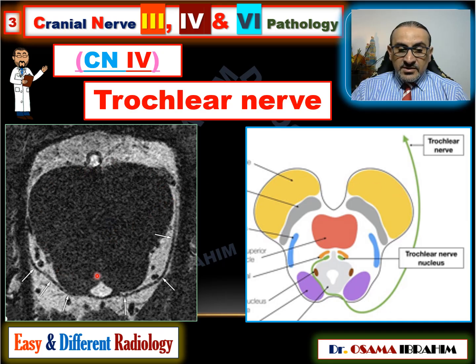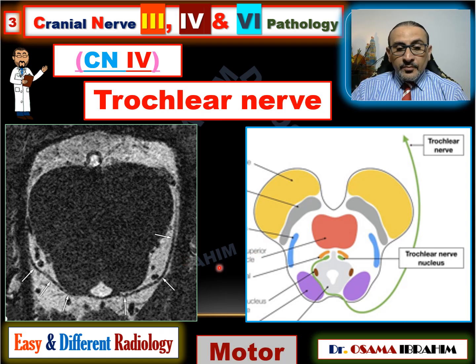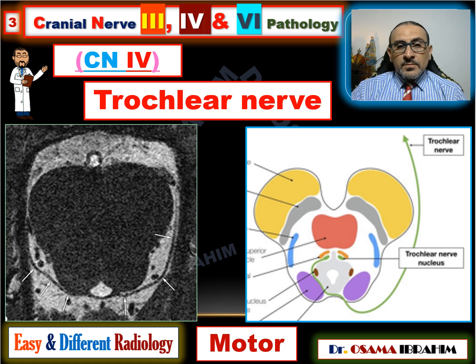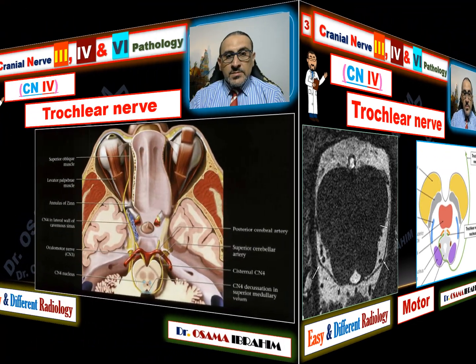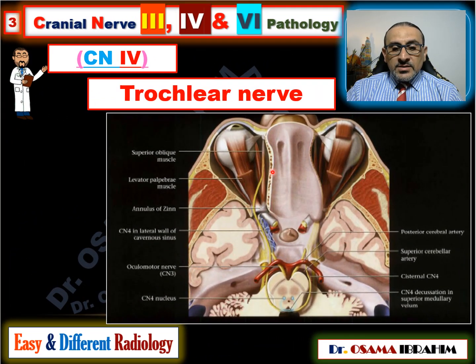As we see in this MRI, we can see the midbrain, and that is the trochlear nerve, which takes this pathway through the ambient cistern, then goes anterior. So it is considered the longest cranial nerve, having the longest course intracranially. This diagram also shows that nerve supplying the superior oblique muscle.